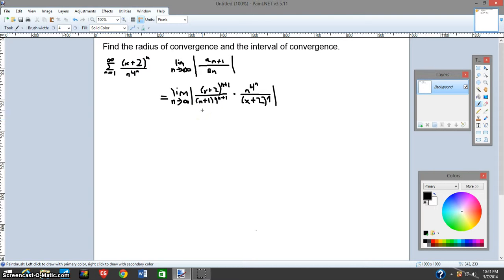Using the rules of powers, we can cross out 4 to the power of n and (x plus 2) to the power of n, which will bring us to the limit as n goes to infinity of the absolute value of (x plus 2) over 4 times (n plus 1).